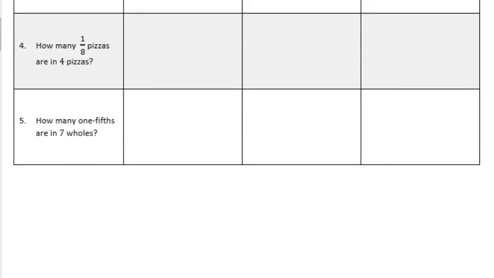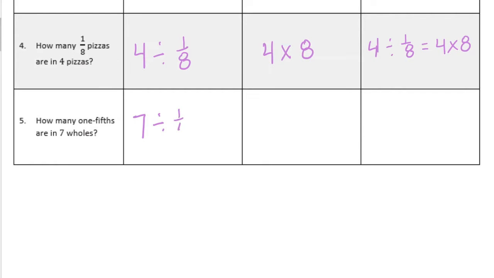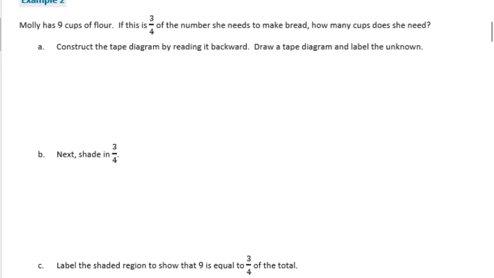Number 4, how many 1/8 pizzas are in 4 pizzas? 4 divided by 1/8 will be equal to 4 times 8, and 4 divided by 1/8 is equal to 4 times 8. And lastly, how many 1/5 are in 7 holes? So 7 holes divided by 1/5 would be equal to 7 times 5. And 7 divided by 1/5 is equal to 7 times 5, or 35.